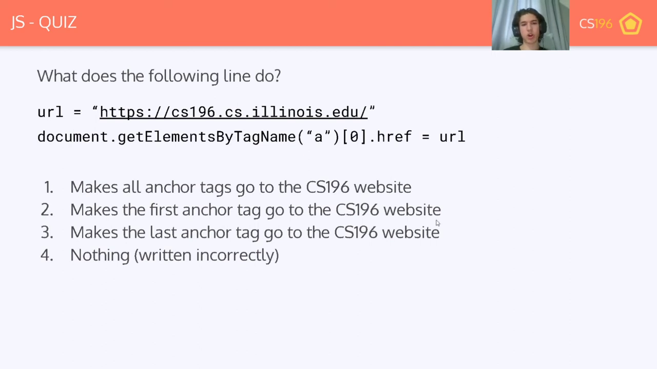So does this make all the anchor tags go to the CS196 website? Does this make the first anchor tag go to the 196 website? The last anchor tag go to the 196 website? Or does it do nothing? Did I write this incorrectly and I messed up somewhere? So I will wait just a minute or so for this.